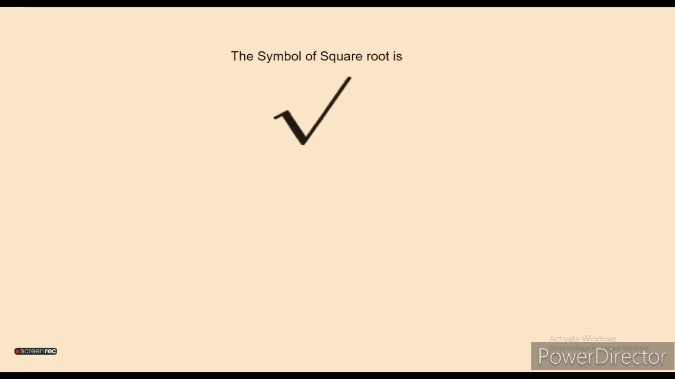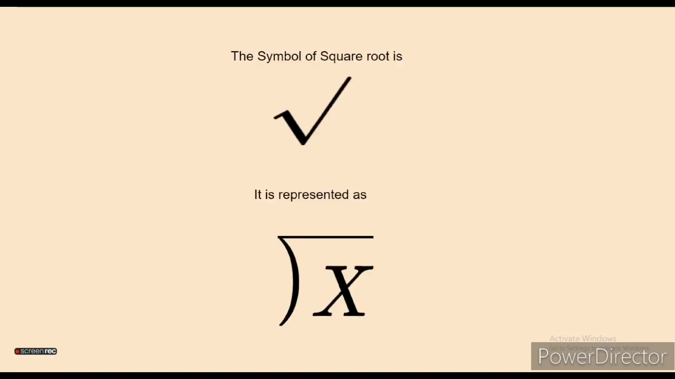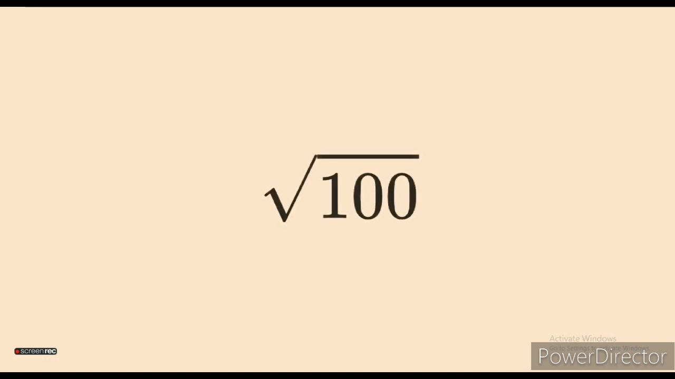The symbol of square root is this, and it is represented as under root of x, where x is any number whose square root is to be calculated. Now, when we have to find out the square root of 100, we write it as.